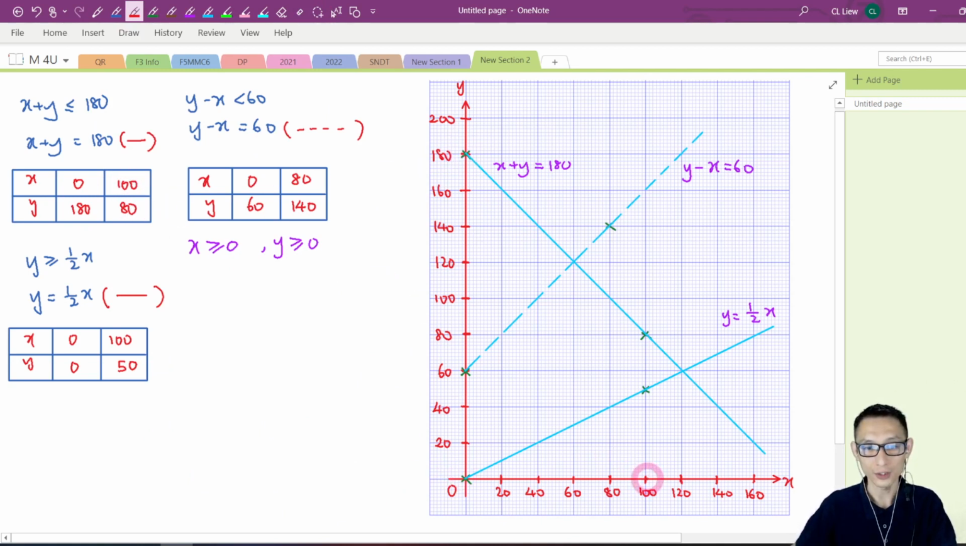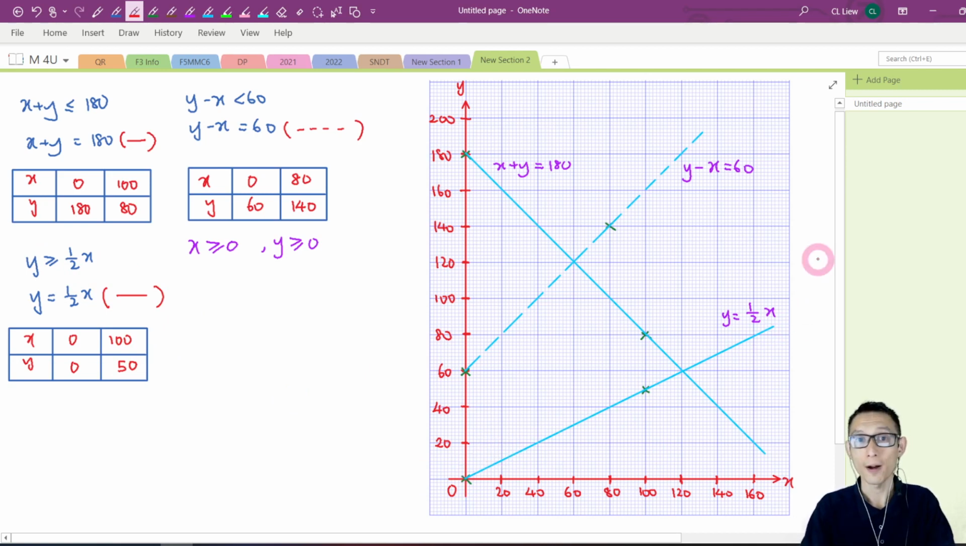180 will be here. So connect these 2 points together, solid line. Because less than or equal to 0, 60 here, 80, 140 here, dotted line, less than. Go up like this. Okay, the last one. 0, 0 will be here, and 150, a solid line, greater than or equal to, solid line.